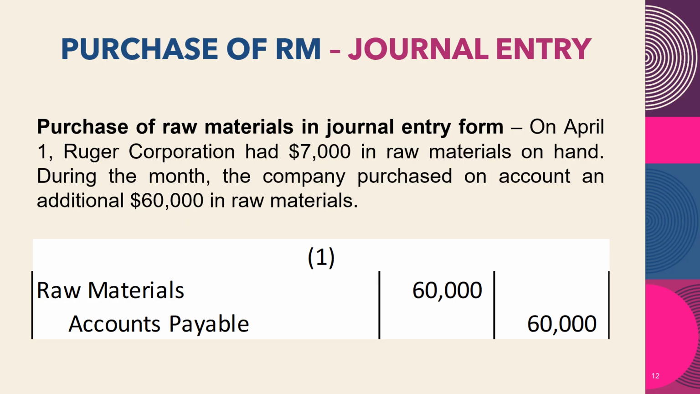On April 1st, Roger Corporation had $7,000 in raw materials on hand. During the month, the company purchased on account an additional $60,000 in raw materials. So, you will debit raw materials and credit accounts payable by $60,000.